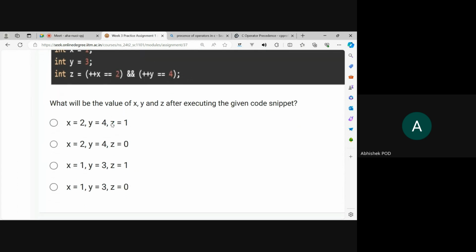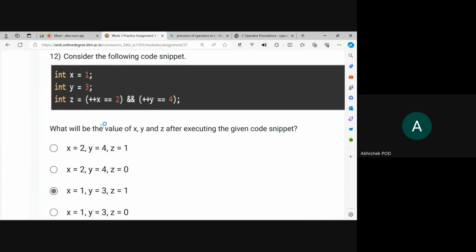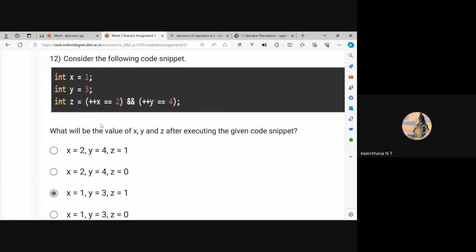And we have only two options available here where z is equals to 1. That means second and fourth are eliminated. Now the difference between first and third is the value of x is 2 and the value of y is 4 in the first, whereas in the other option, x is 1 and y is 3. What do you think? Which one is correct? First option, sir. First option is correct because the values of x and y have also been incremented. That is why the first option is going to be correct. Is it making sense for all of you? Yes, sir.